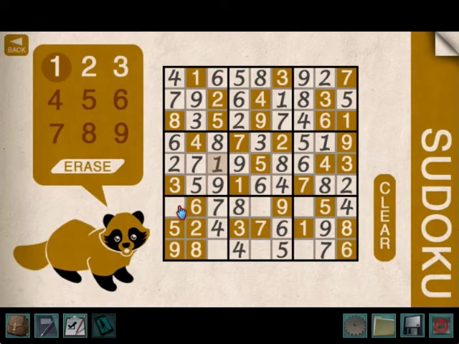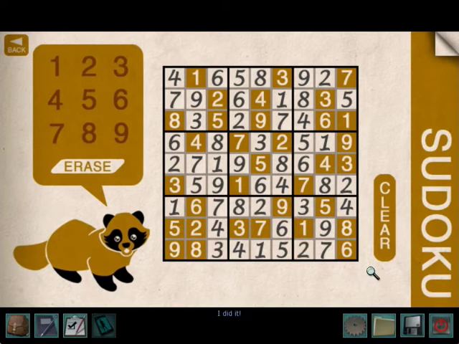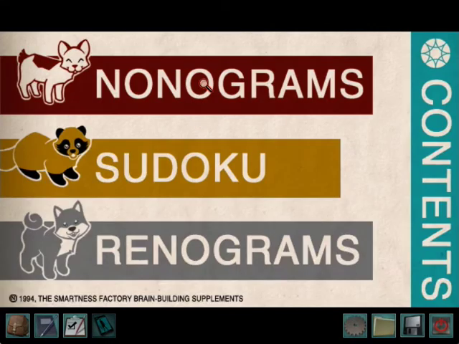Which means we can put 1 there and 1 there. And for 2s, there, and 3s, boom, and boom. I did it! Sweet. Awesome. Okay, so our first Sudoku is done. Let's go back to the nonograms again.